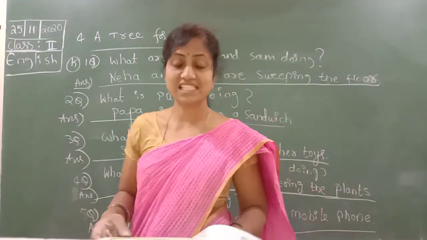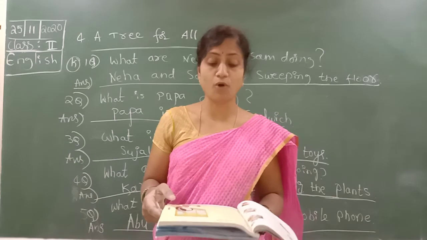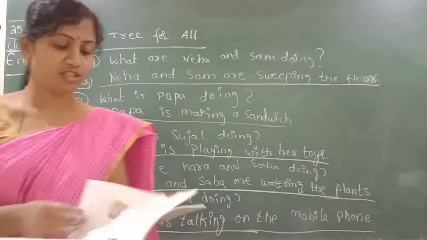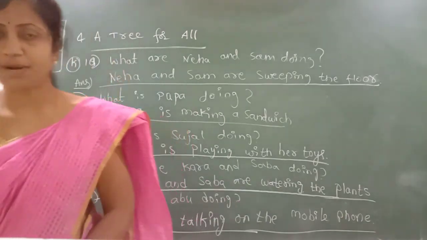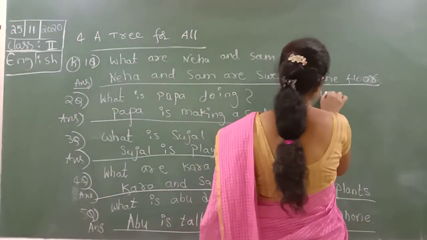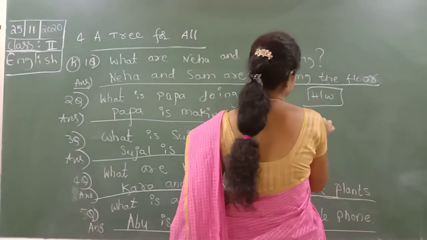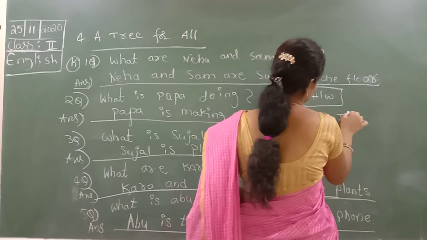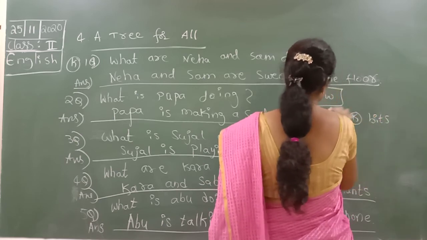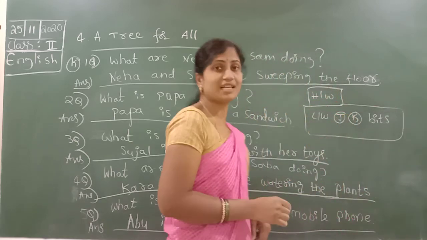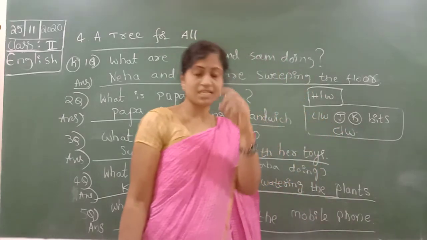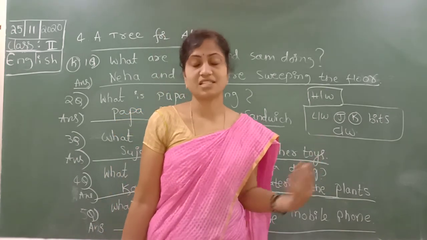So, next, Little Raindrops. It is a poem. Tomorrow we'll discuss that poem. Okay, children? Today you have to learn these two bits. You have to practice them. Learn and write J and K bits in your classwork. Complete the classwork and practice those bits. Thank you.